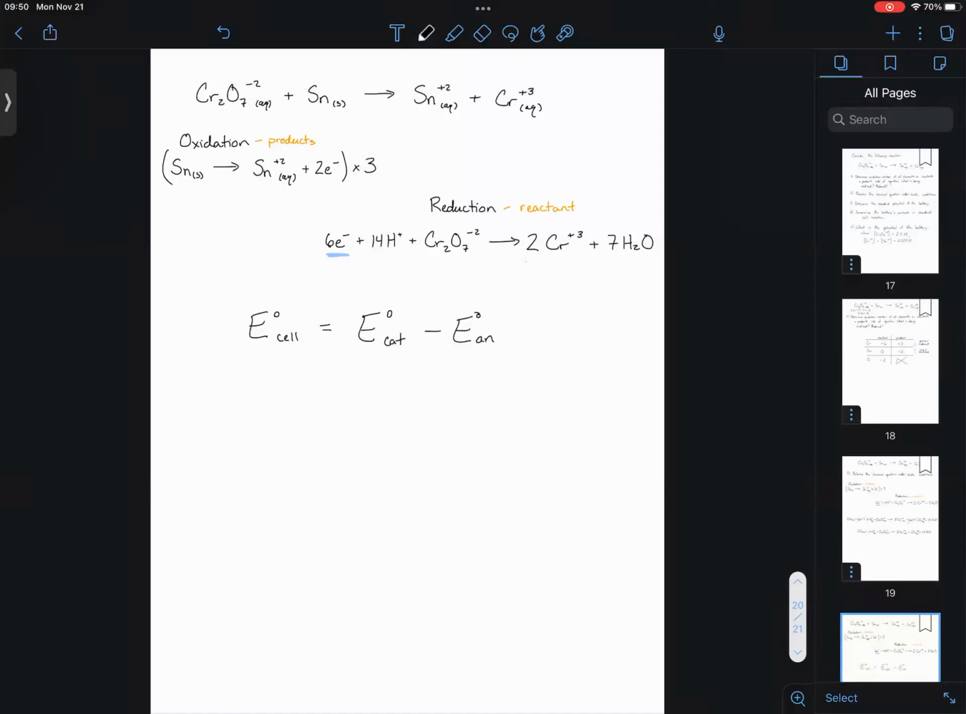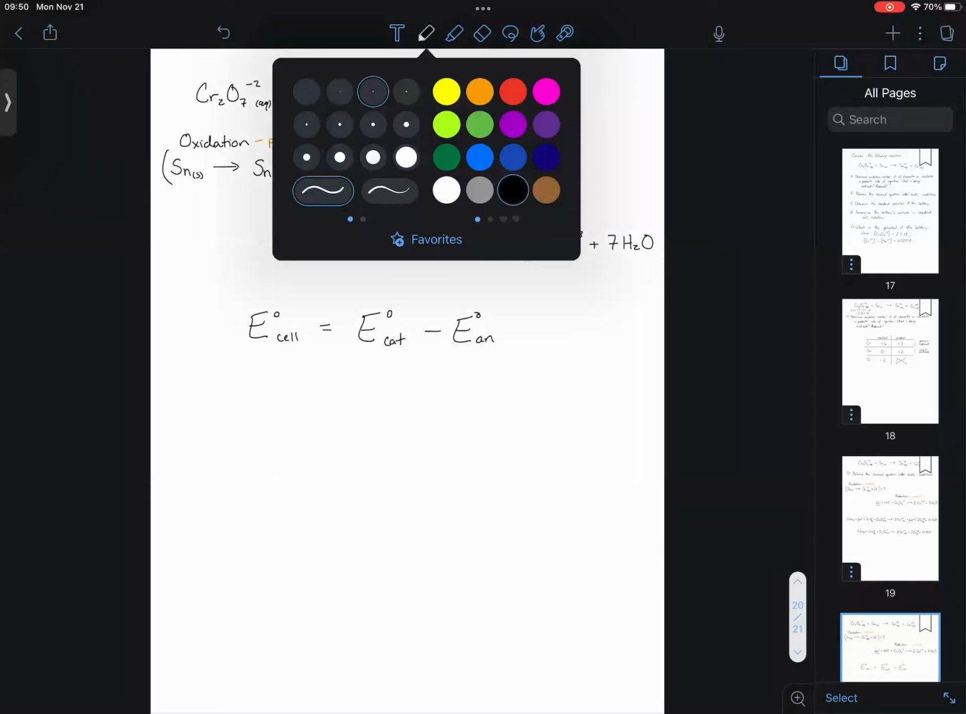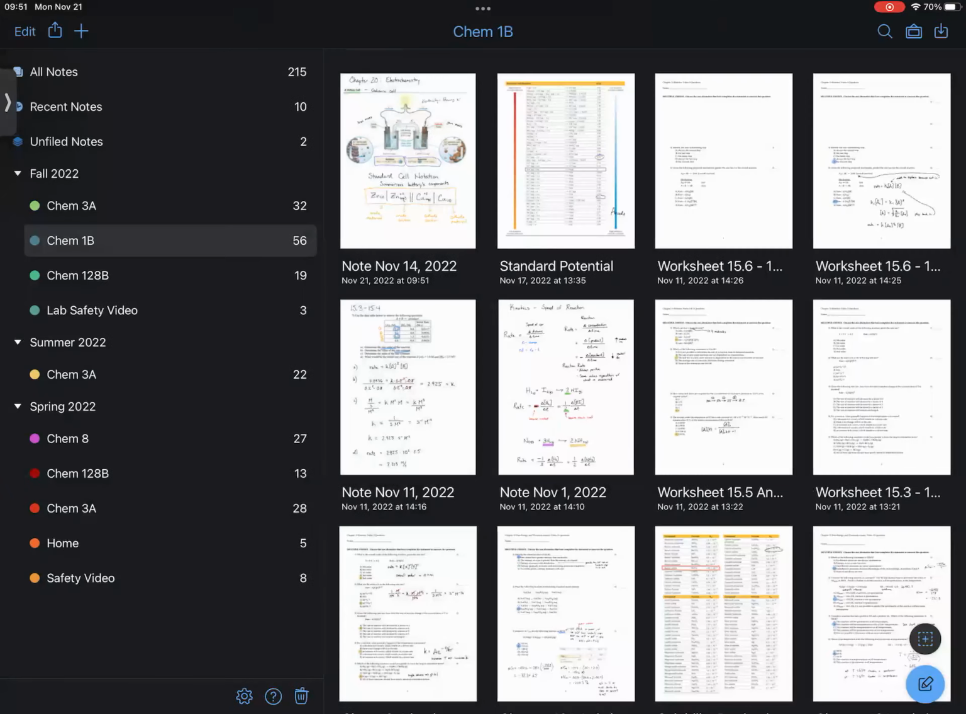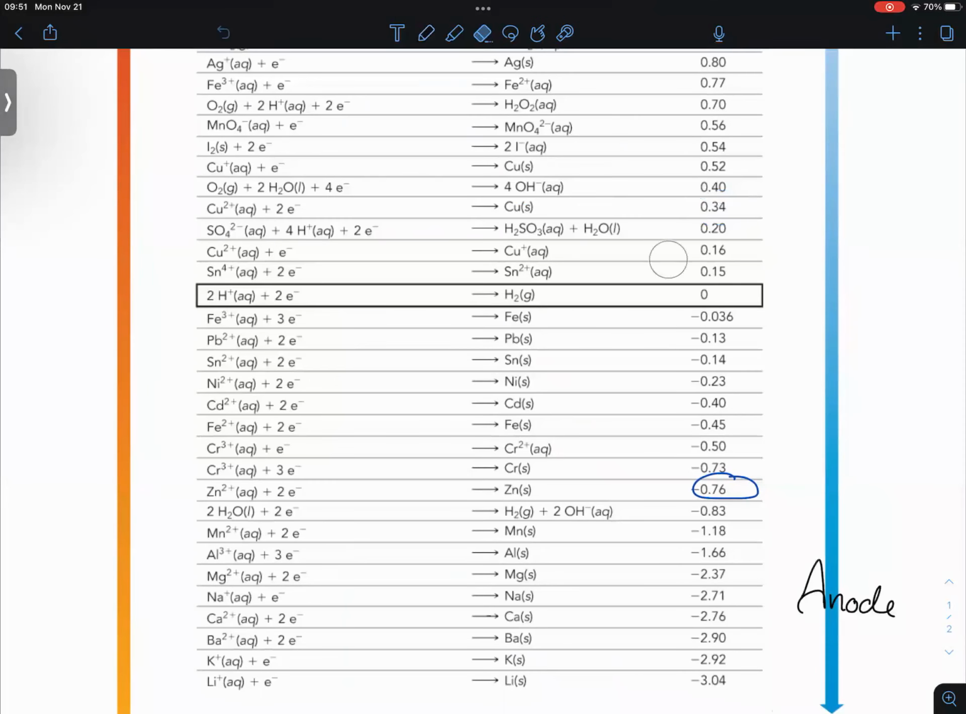Well, how am I supposed to know what's what? Well, remember, oxidation always occurs at the anode and reduction always occurs at the cathode. So those are what my reactions that I'm going to look up, and importantly, the order I'm going to put them in when I do my subtraction here. All right, so going to my page here.